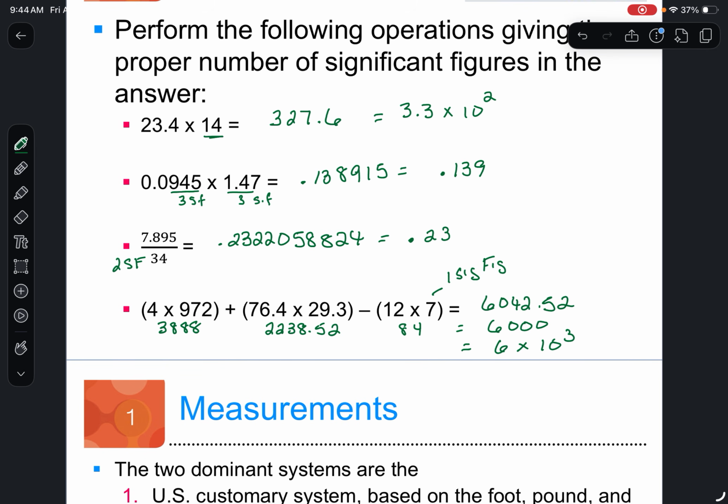Okay, I'm going to stop here on section 2, and we will pick up with conversion of units.